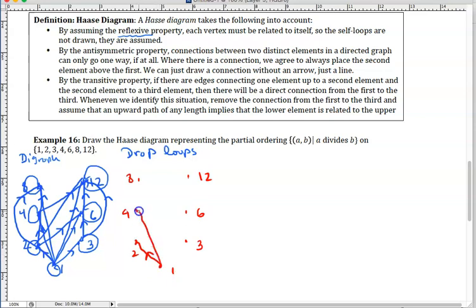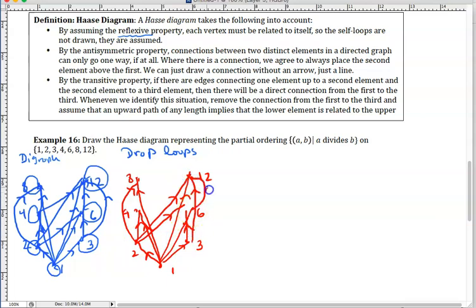1 goes to 2, 1 goes to 4, 1 goes to 8, 1 goes to 3, 1 goes to 6, 1 goes to 12, 2 goes to 4, 2 goes to 8, 2 goes to 6, 2 goes to 12, 3 goes to 6, 3 goes to 12, 6 goes to 12, 4 goes to 8. Okay, still lots of arrows.